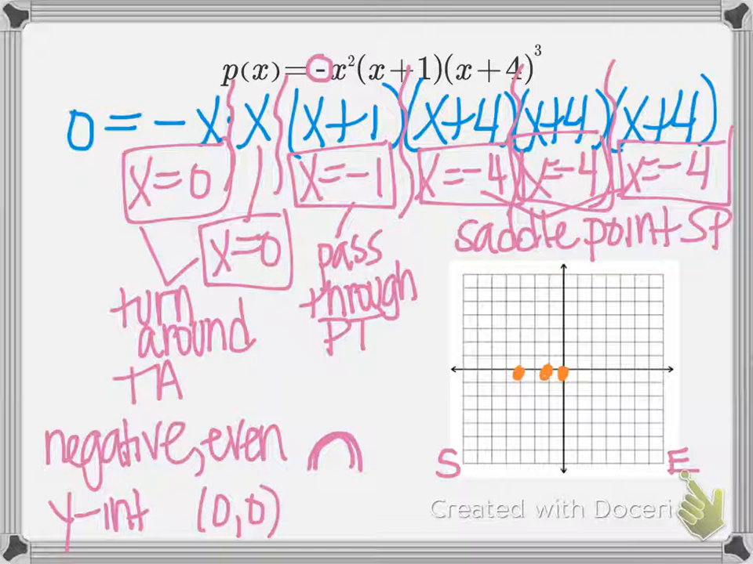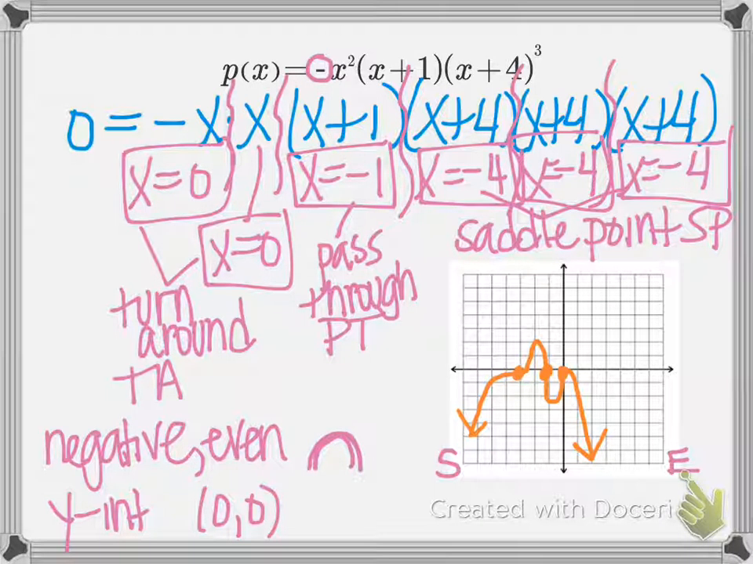Okay, so if you can kind of visualize what this will look like, I'm going to start the first piece of my graph in this lower left quadrant, and I'm going to go up, do a saddle point at negative 4, just pass through at negative 1, and do a turnaround at 0. So it should look something like this. This isn't perfect, but you should have something like this.